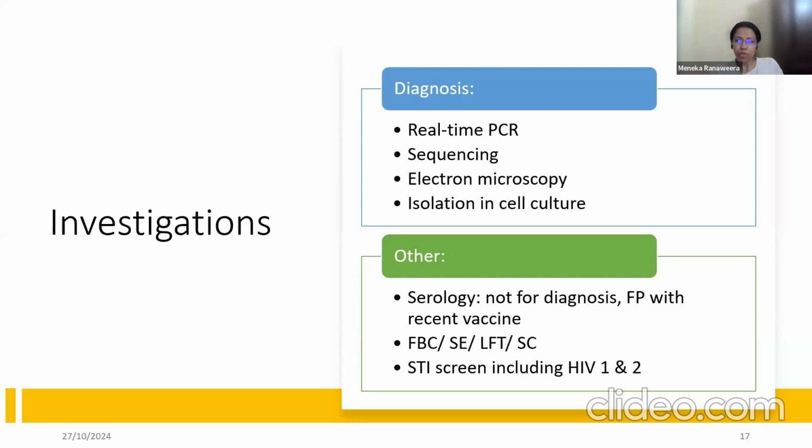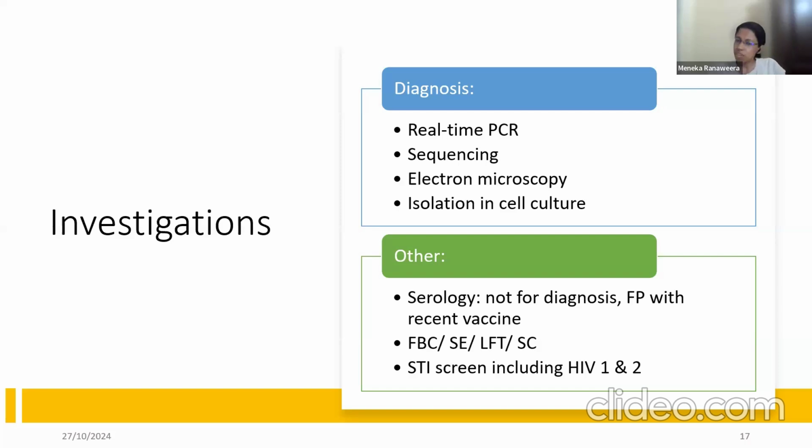So what investigation should we do? The main diagnostic test is real-time PCR. We can do testing for orthopox virus PCR as well as specifically for monkeypox virus PCR. Both are available here. Then that is the diagnostic test of choice. Then sequencing is important, which is not available in our setting yet. But if we want to figure out what type of clade, whether it's clade 1, clade 1B, clade 2B, it is important to be able to do sequencing as well.